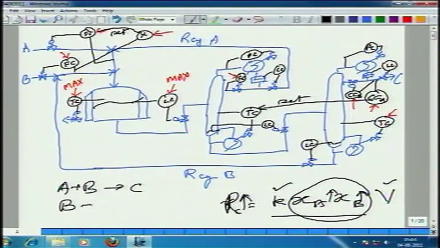Let us say B plus C goes to D. This is your desired product, this is undesirable. How would you manage your reactor? We will keep excess of A. What does that mean about this ratio set point?